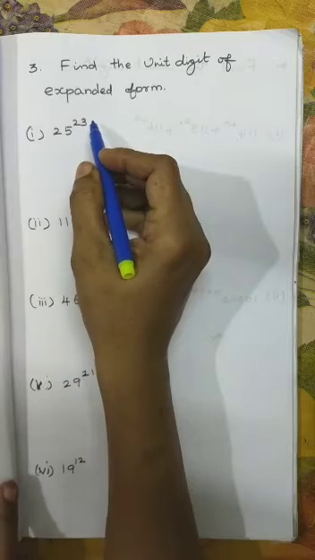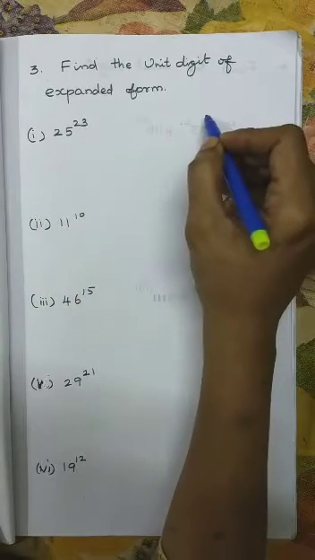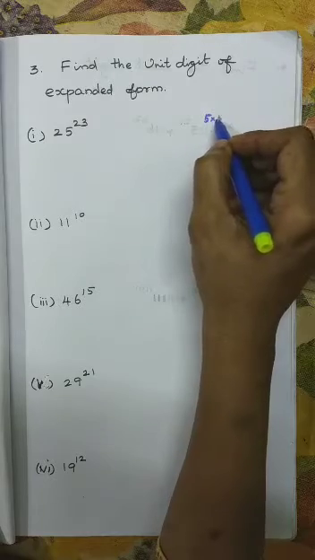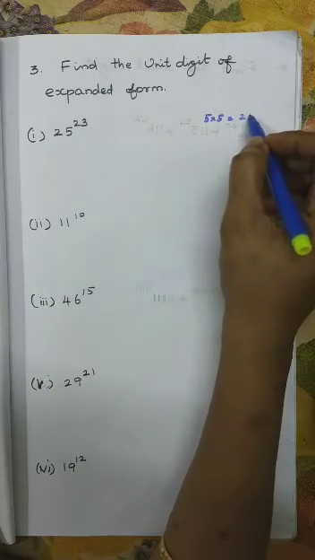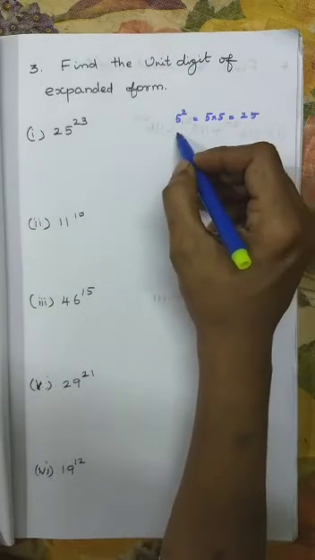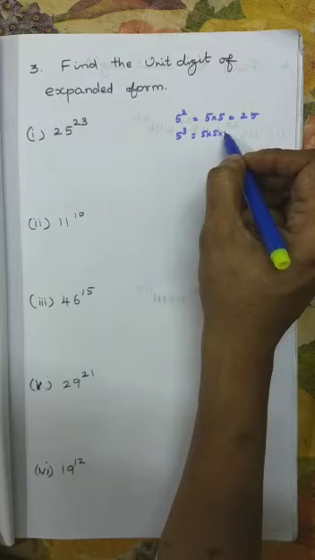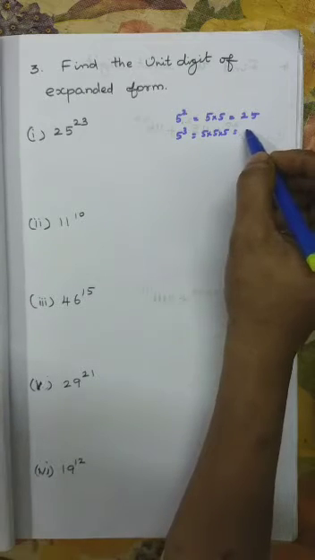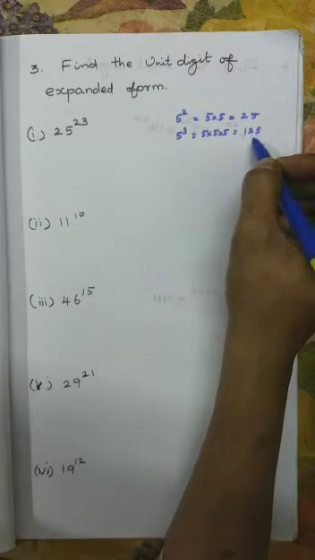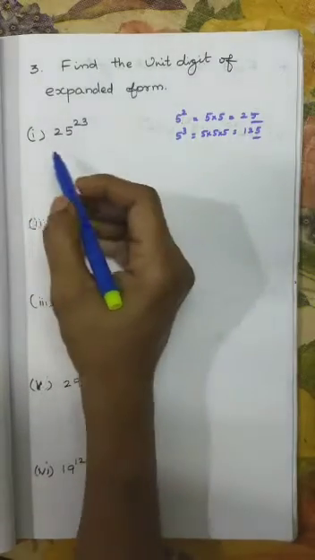25 power 23. Here, 5 into 5 is equal to 25. The power is even, isn't it? So 5 cube means 5 into 5, here also 25 5s are 125. Here also both the units places are same.